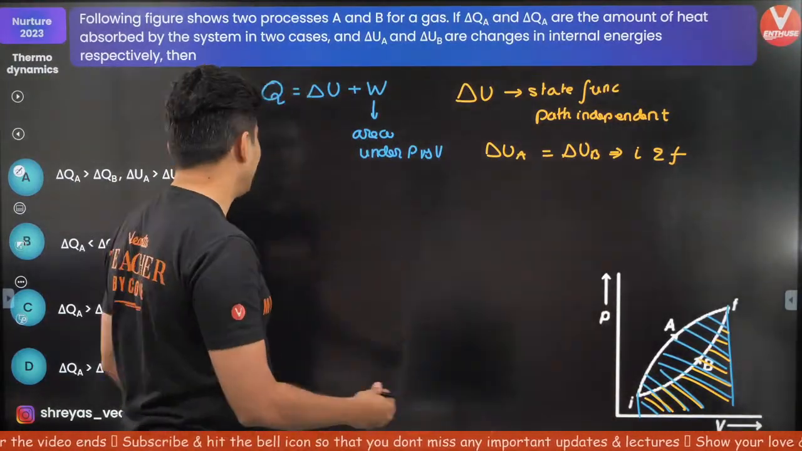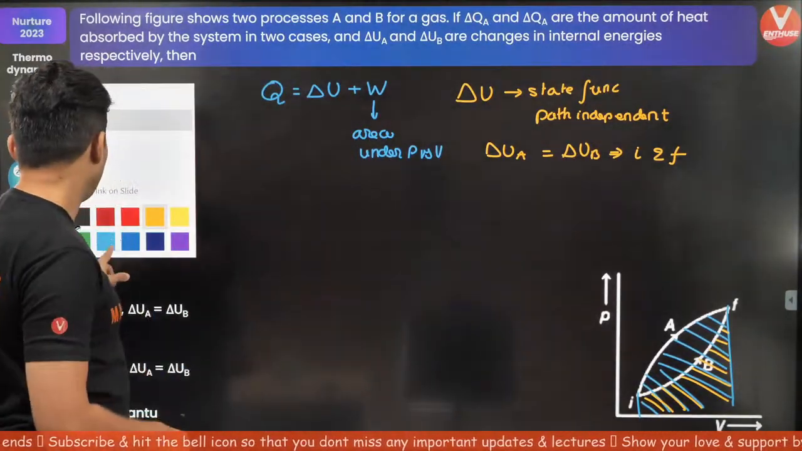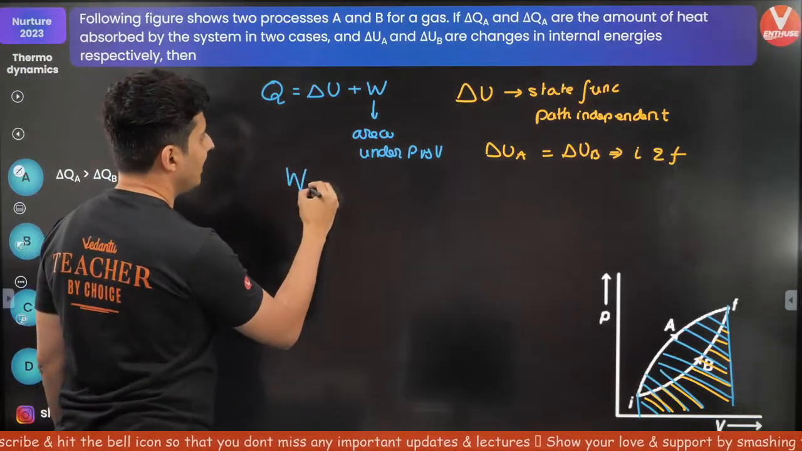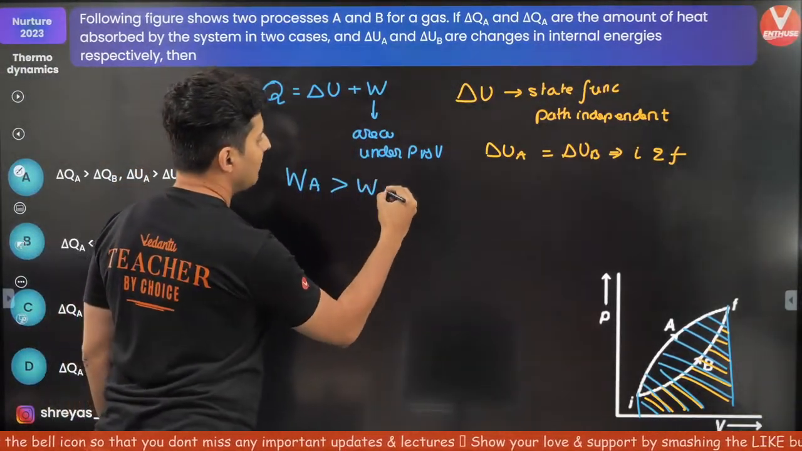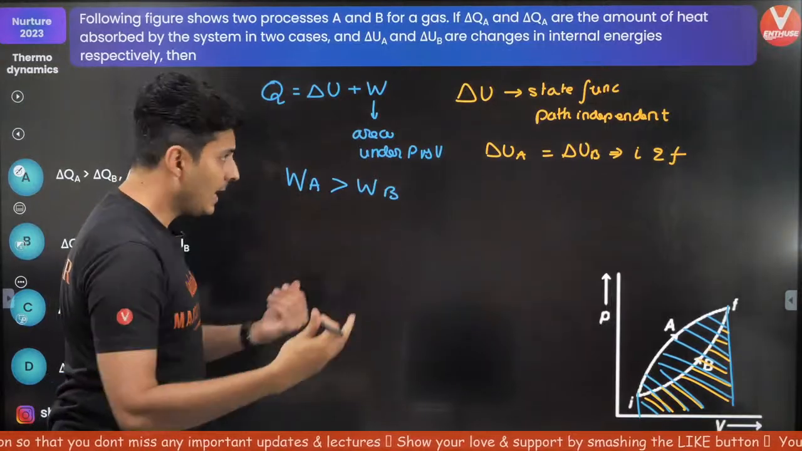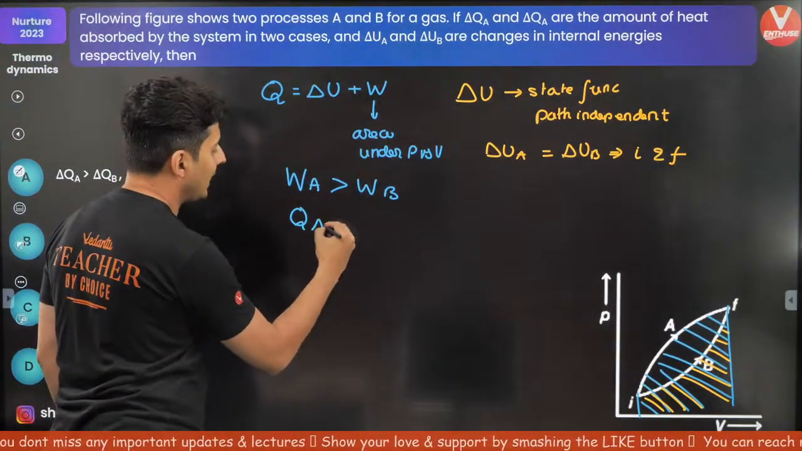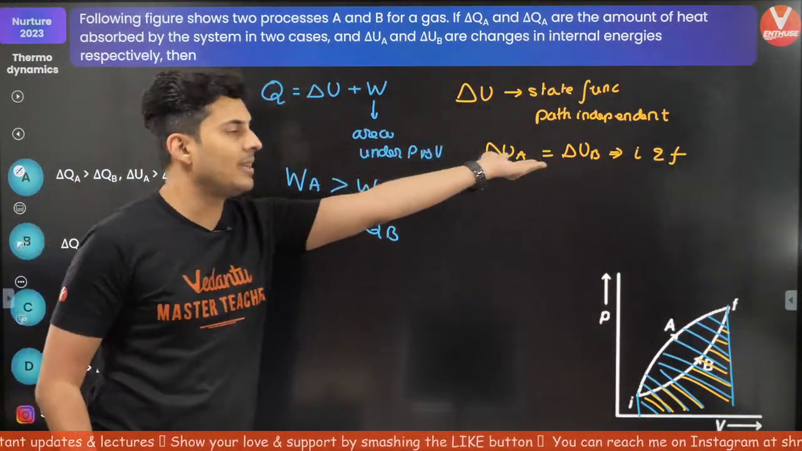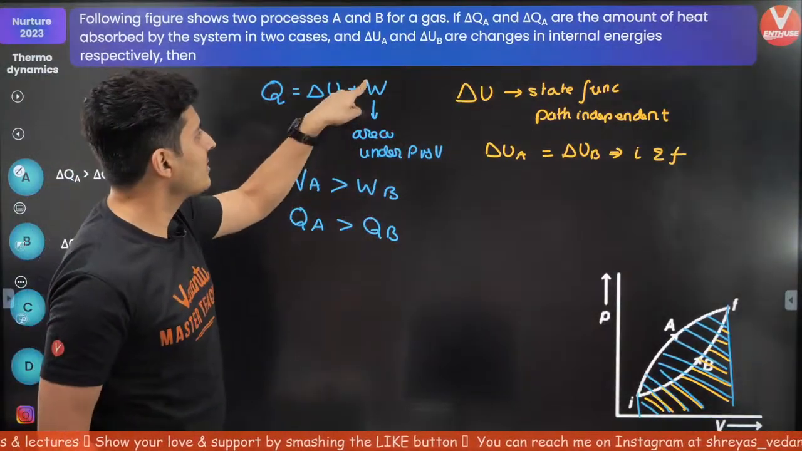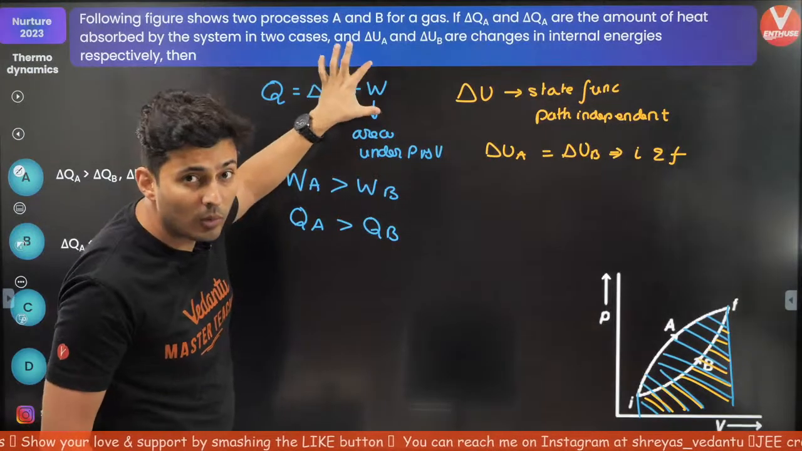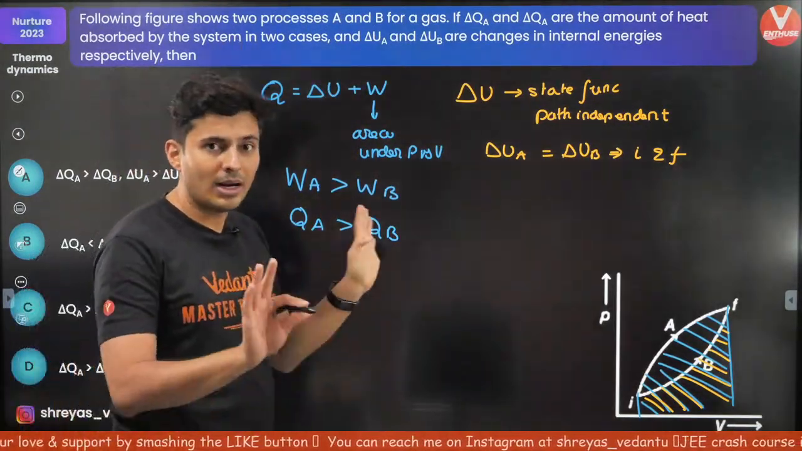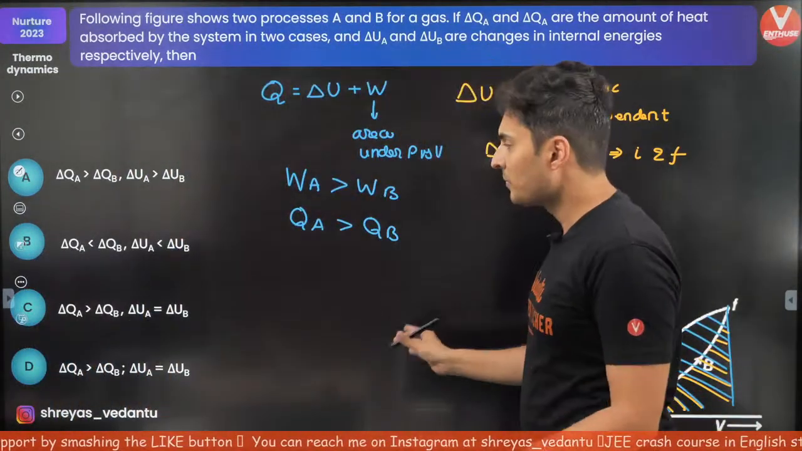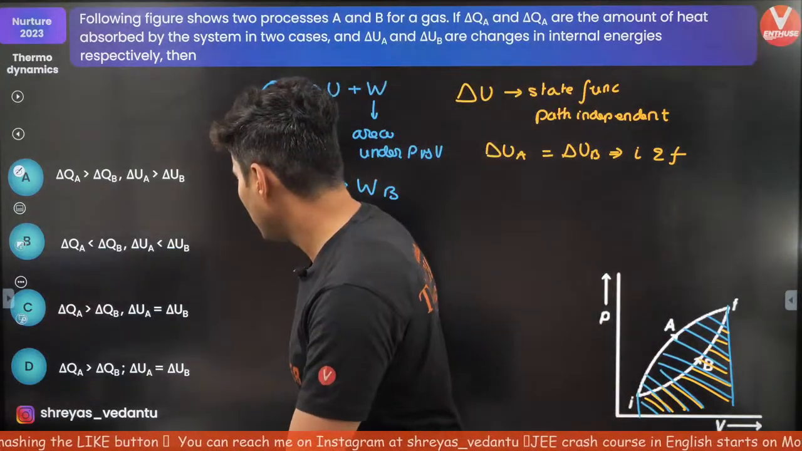Obviously A. So hence, one can easily say work done by A is more than work done by B because of area. That means Q of A is more than Q of B because delta U is same. If this is same, this is different. Whichever has more work will also have more Q. Understood? Very straightforward.